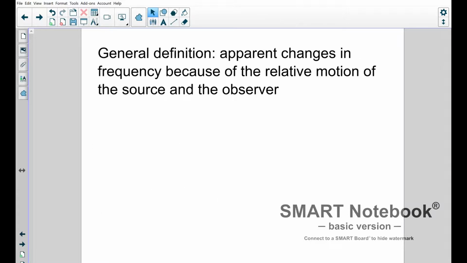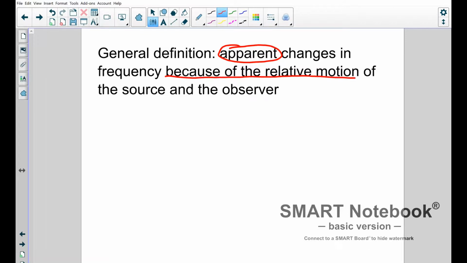In terms of a general definition of the Doppler effect, I'm actually going to take the language straight from the Big Bang Theory clip that I put at the top of this Canvas page. The apparent changes in frequency because of the relative motion of the source and the observer. So the key word here is apparent. The horn or the beeping or the siren or whatever it is not actually changing its frequency. But because of the relative motion of the source and the observer, we observe something different.